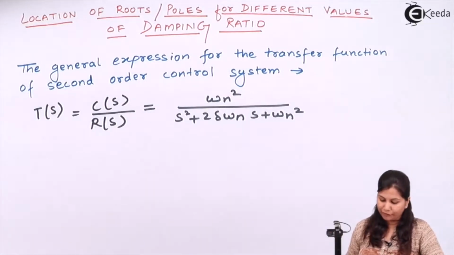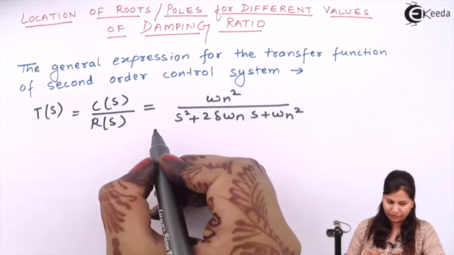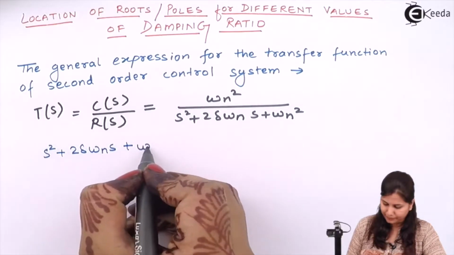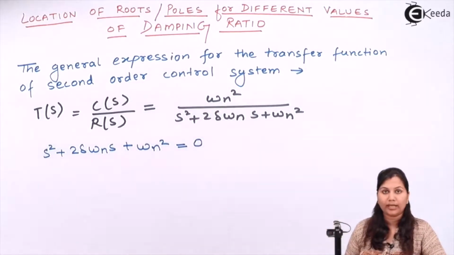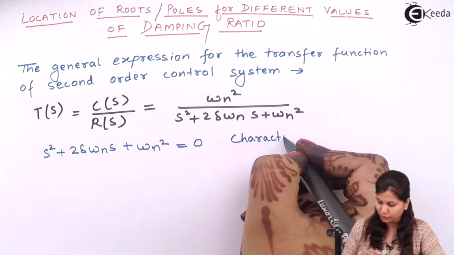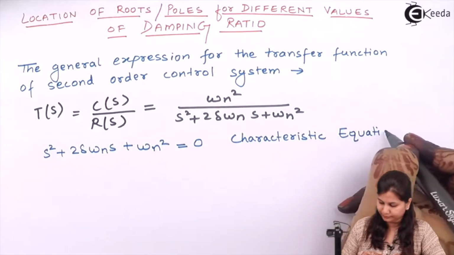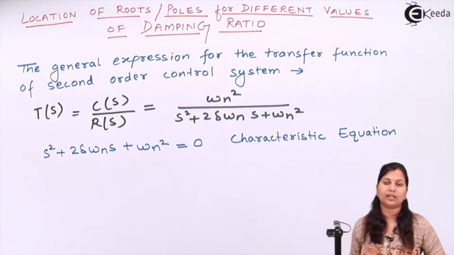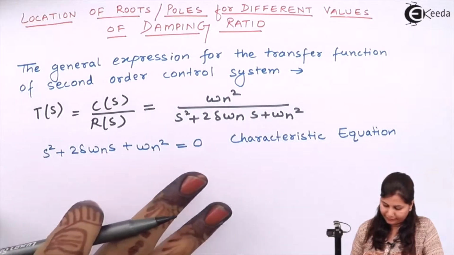poles of this. Now first, let me tell you that this denominator equation, that is s square plus 2 delta omega n s plus omega n square, when we equate this denominator polynomial to 0, it is called the characteristic equation. Okay, so this is the characteristic equation of a second order control system. And if we find out the roots of this characteristic equation, we are going to get the poles of the system. Okay, so let's find out its factors.